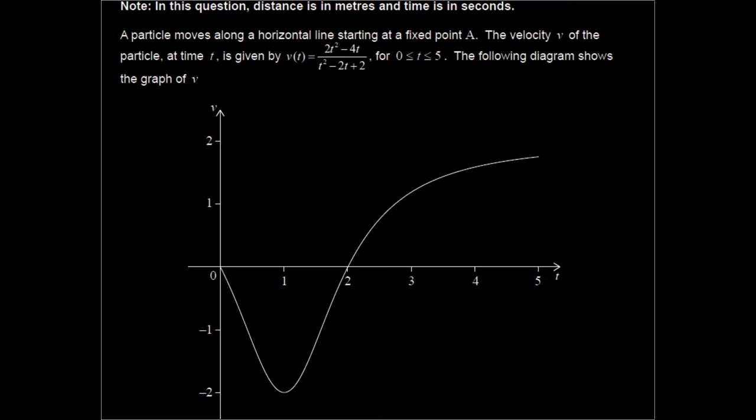Okay, this question says, a particle moves along a horizontal line starting at a fixed point A. The velocity v of the particle at time t is given by v of t and then this equation here, between 0 and 5. The following diagram shows the graph of v. So we've got our graph of v here.